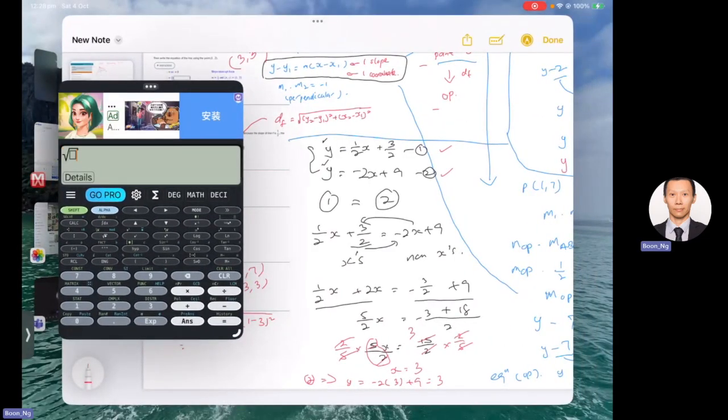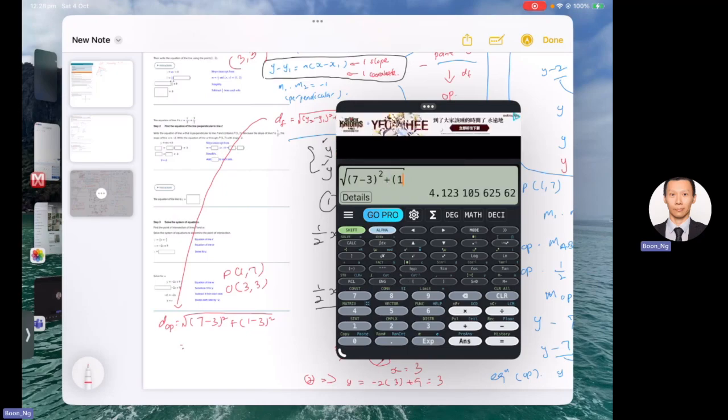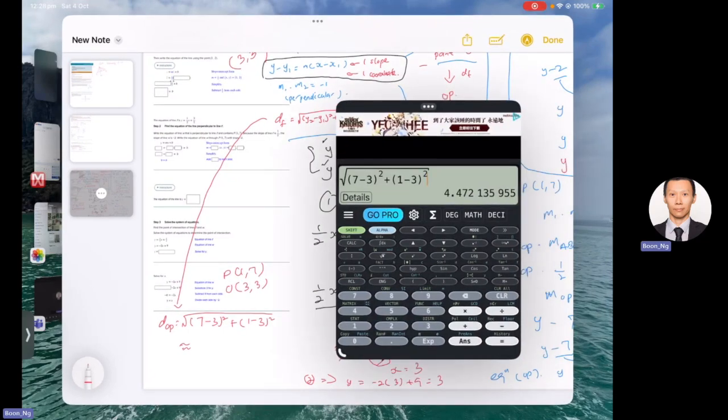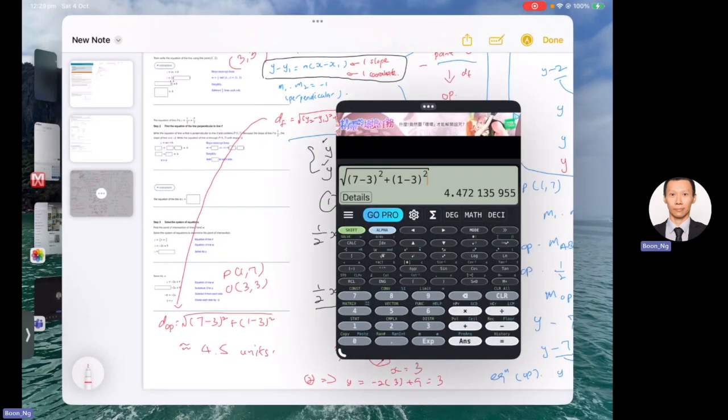square root, bracket 7 minus 3 squared, plus bracket 1 minus 3 squared. So that is approximately, oh no, 4.5 units. Okay, so that is example one, which is a long one.